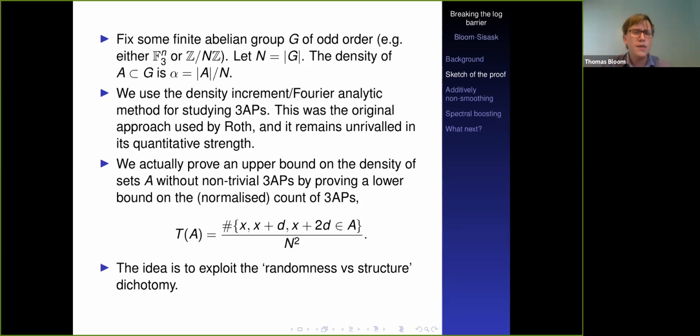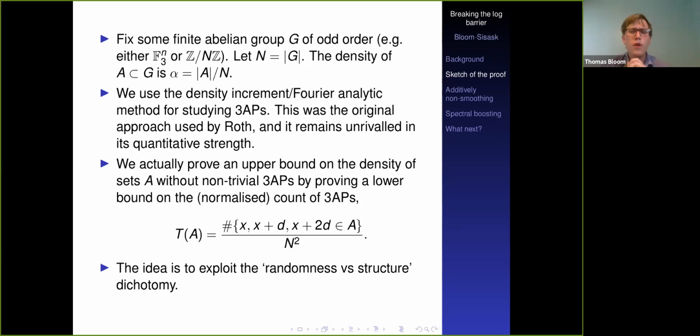When I talk about the density of a set, I'll mean its normalized size, denoted by alpha, and that's just the size of A divided by N. And as previously mentioned, we're going to use the density increment and Fourier analytic approach initiated by Roth.